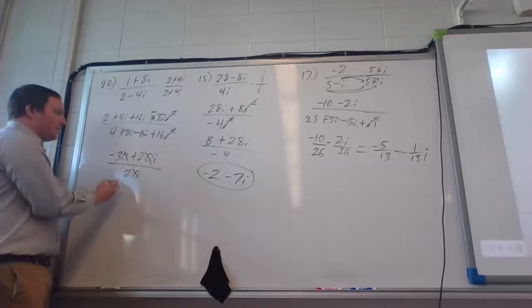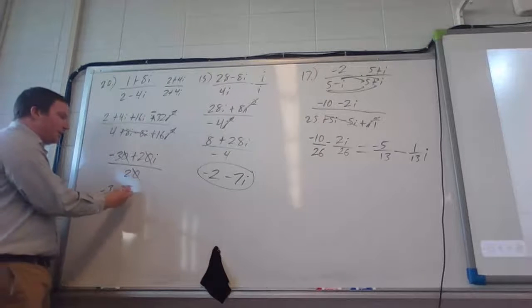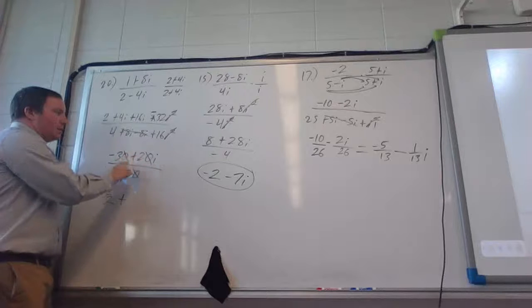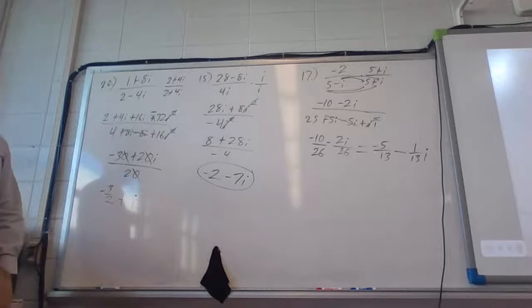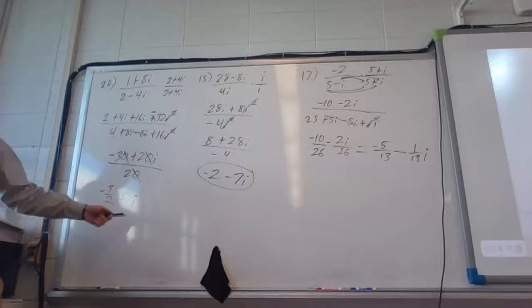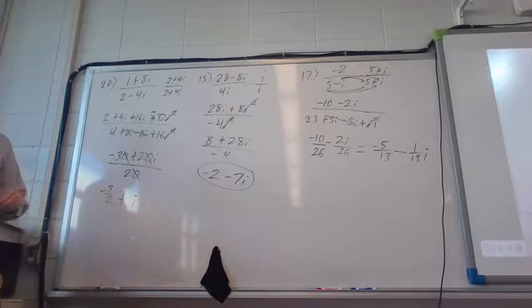So we get negative 3 halves plus 20 divided by 20 leaves you with i. 1i. Does it matter if you put i or 1 right there? Well, you need an i. You can put a 1 in front of it if you want. So there is our answer.